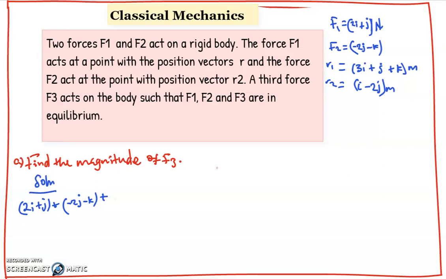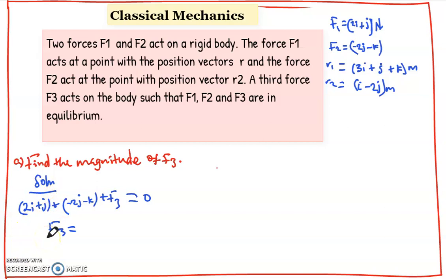Now plus F3. Of course, F3, the third force, we don't have the third force. It is not given in terms of i, j, and k. So plus F3, and this must be equal to 0. This is how you handle this type of question. So F3 in this case must be equal to the components of i, j, and k.